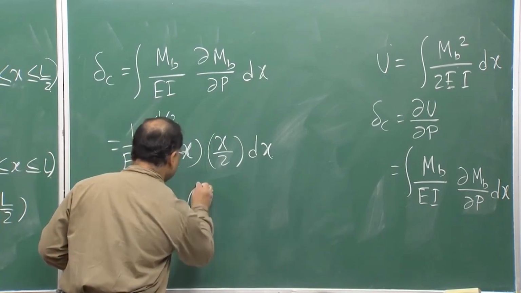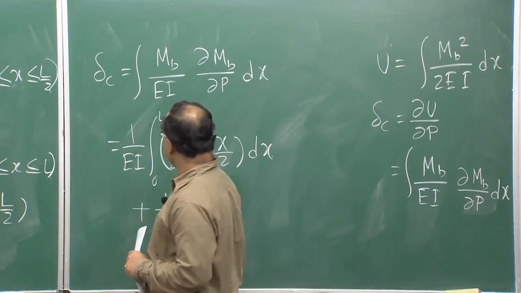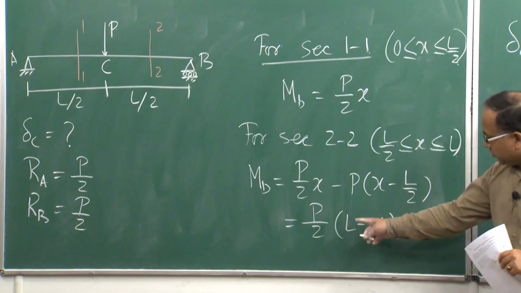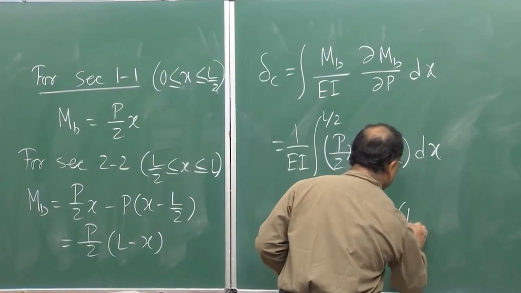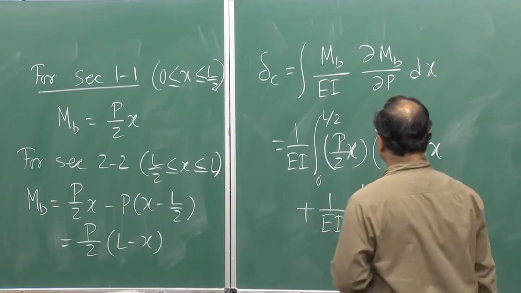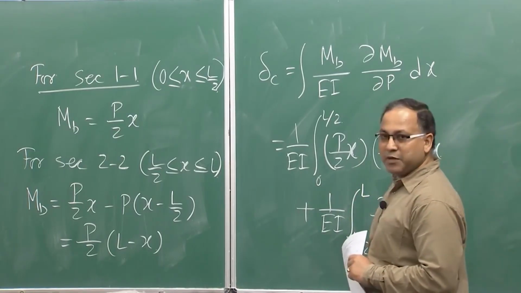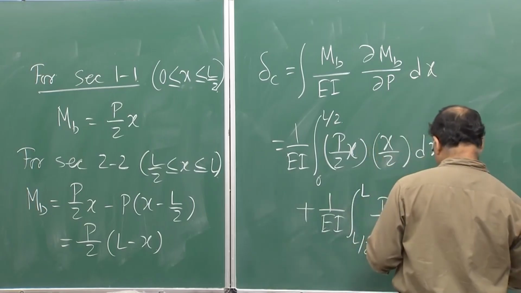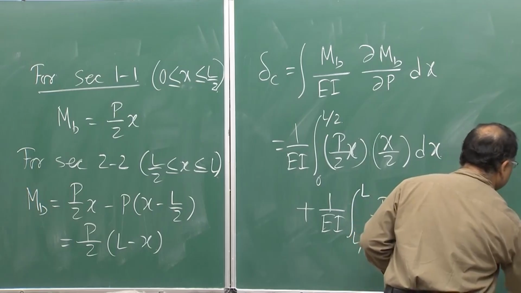Plus, now we are talking about from C to B, this part CB, 1 by E I, L by 2 to L. What is the value of M B? P by 2 into L minus x. And what is the value of del M B del P? L minus x by 2. So, L minus x by 2 dx.